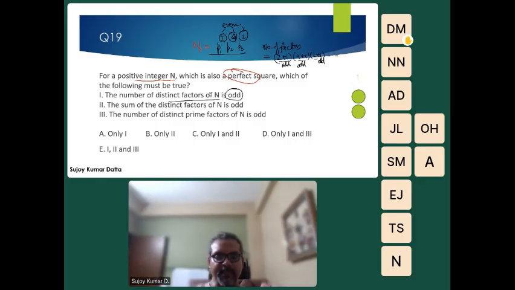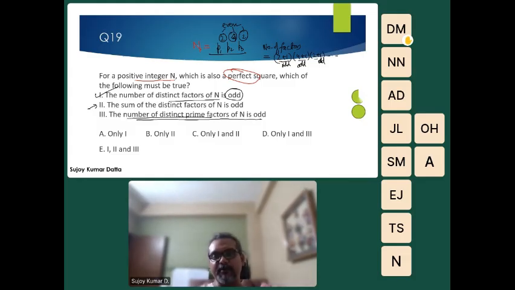Okay? So that is the first point. One is true. Second one is saying the sum of the factors. So maybe we can skip that for now and move to the third one. Your third one is again talking about the number of prime factors. So they're saying the number of primes is odd.